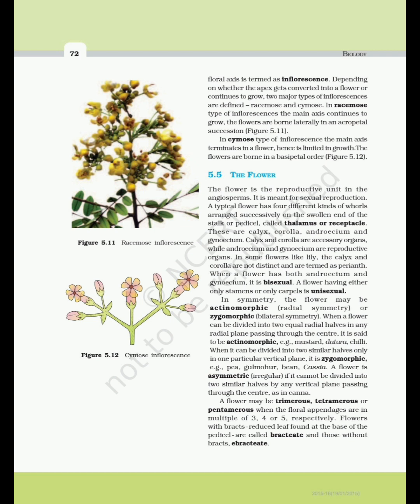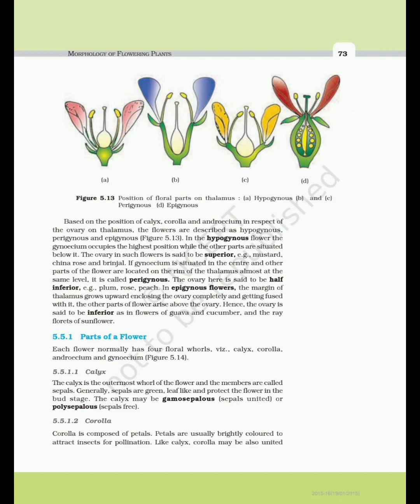A flower may be trimerous, tetramerous or pentamerous when the floral appendages are in multiples of 3, 4 or 5, respectively. Flowers with bracts, reduced leaves found at the base of the pedicel, are called bracteate and those without bracts, abracteate. Based on the position of calyx, corolla and androecium in respect of the ovary on the thalamus, the flowers are described as hypogynous, perigynous and epigynous.